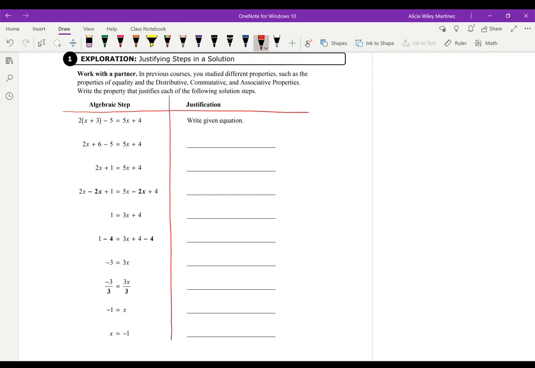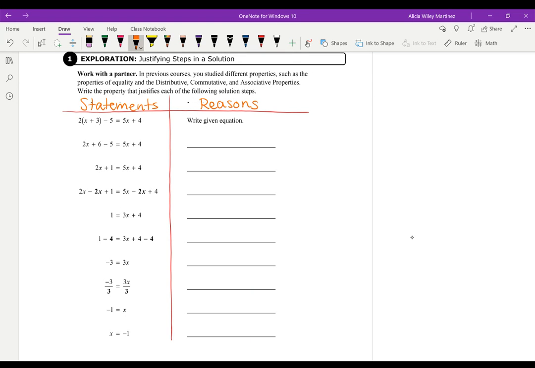All the way down. Okay. So I'm going to cross out where it says algebraic step and justification, and on the left, say statements, while on the right, we have reasons.